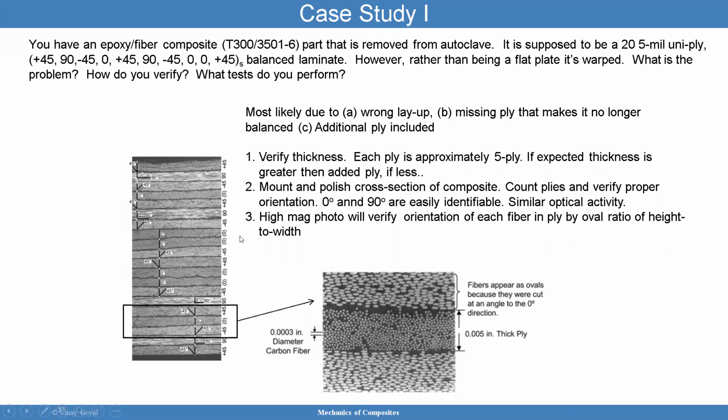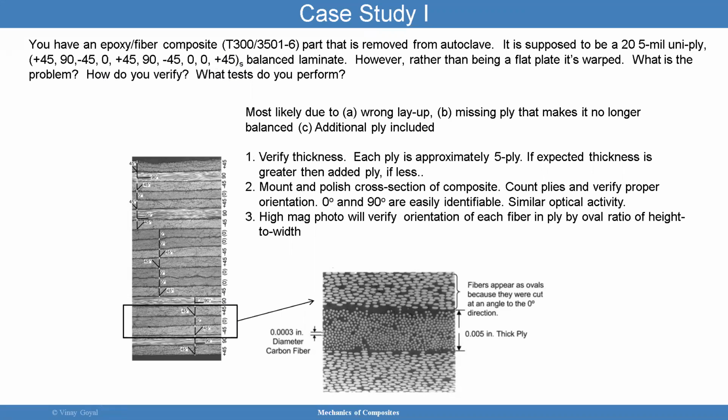plus 45, and then that's a symmetry line. And then now I take this and mirror it, so that I have minus 45, 0, 0, minus 45, 90, plus 45, 0, minus 45, 90, plus 45. So that's what we got. And we call that a balanced laminate.